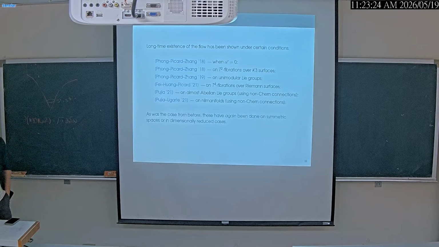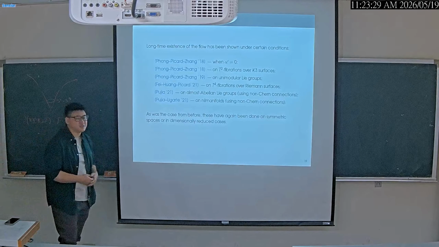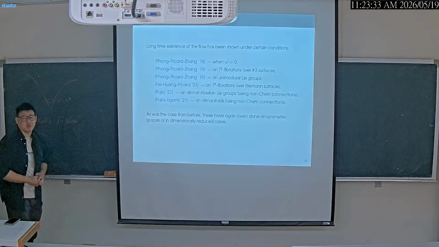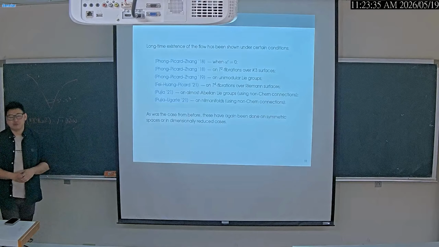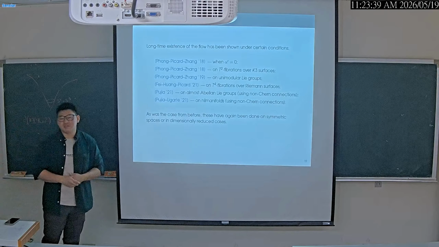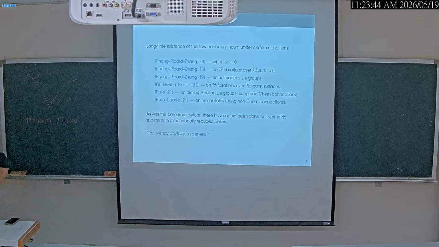Okay. And again, we can see that most of these come from symmetric spaces or dimensionally reduced cases. Right? They're pretty much exactly the same list of settings that I said before. So our understanding for the system is quite decent if you look at specific models and come up with specific outcomes.